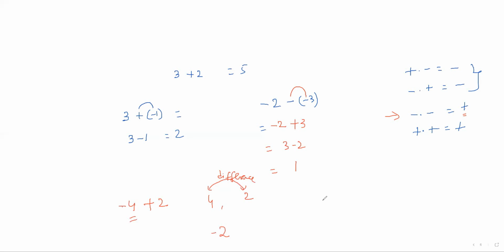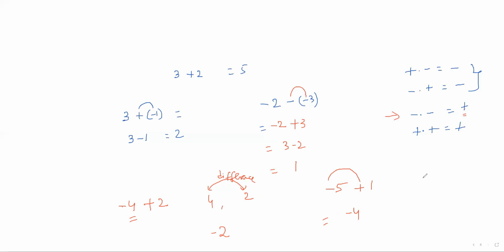Okay, understand? I'm taking another example, minus 5 plus 1. See, 5 is the greater number and it has a negative sign. You have one negative and one positive. So first find the difference between 5 and 1. It is 4. Since the greater number has a negative sign, put negative 4. So you get negative 4.